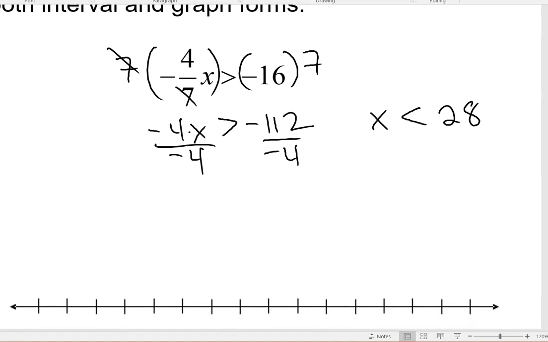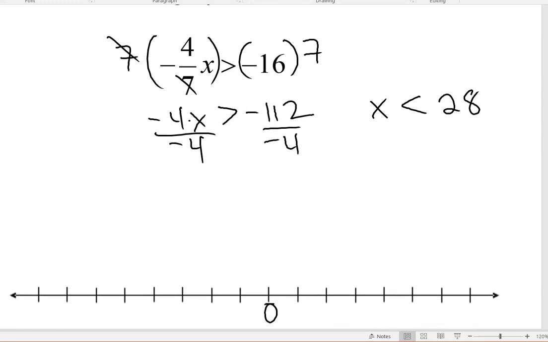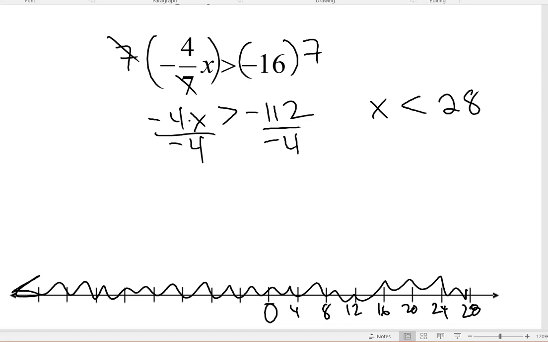Now obviously I'm not going to put 28 little notches, so I'm going to stick a 0. Somewhere to the left we would have 28, or I'm sorry, somewhere to the right. You could go by 4s, 4, 8, 12, 16, 20, 24, 28. I can do that if you'd like. And less than means we're going to be shading to the left of that. Not equal to, so we will use a parenthesis there. And our interval, our minimum this time is negative infinity, and our maximum is 28, and this time both are parentheses.